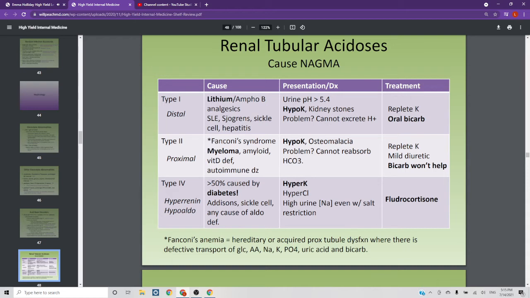So I think to get these questions right on the test, remember the major causes of the 3 types, remember what potassium does, and remember how to treat them. And then remember between 1 and 2, the difference between distal and proximal, and whether the problem is protons or bicarb. And you should be able to get all the questions right that they could ask you with that information. Okay, definition of acute renal failure.